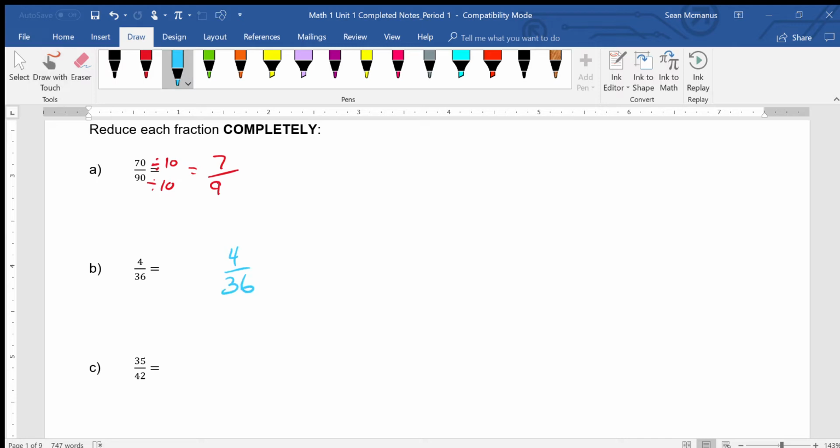So 4 over 36, what's the largest number that can go into each of those? 4 definitely goes into itself, and 4 also goes into 36. So 4 goes into 4 one time. 36 divided by 4 is 9.